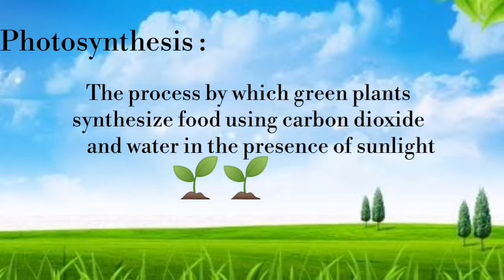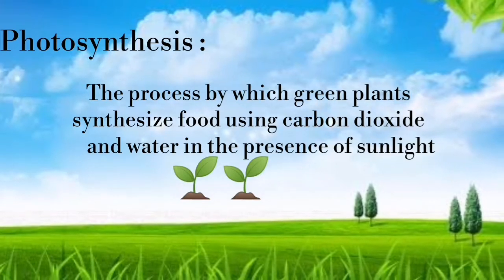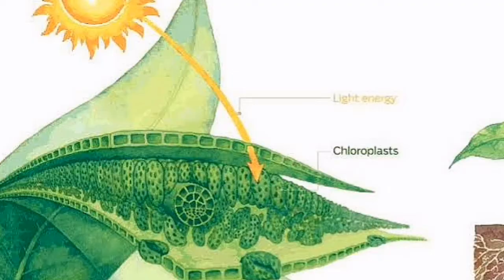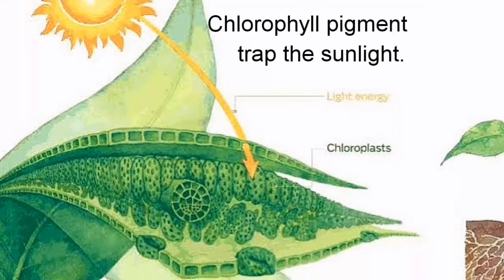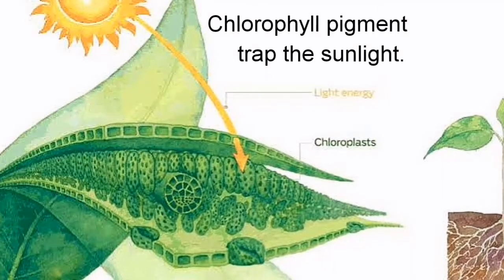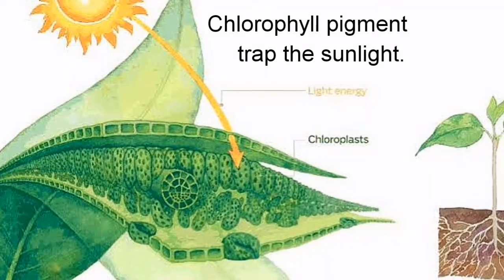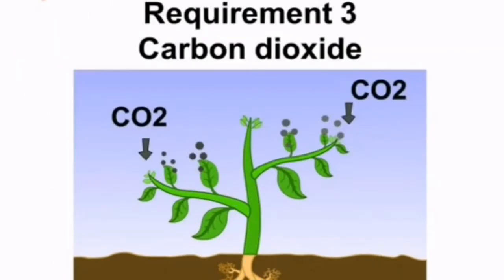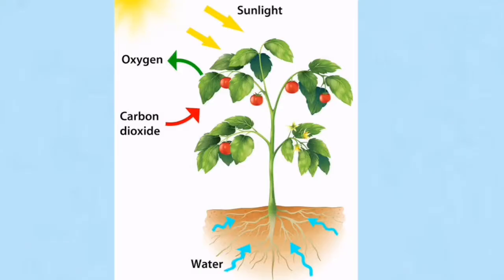The process by which green plants synthesize food using carbon dioxide and water in the presence of sunlight. Last class we learned that green leaves contain a pigment called chlorophyll which can trap sunlight and prepare food, and so we call the leaf the kitchen of the plant. So sunlight, water and carbon dioxide are necessary to carry out the process of photosynthesis. Oxygen is also released as a byproduct during this process.